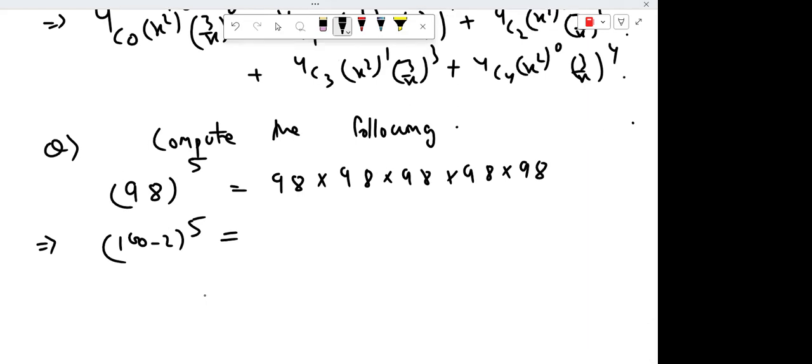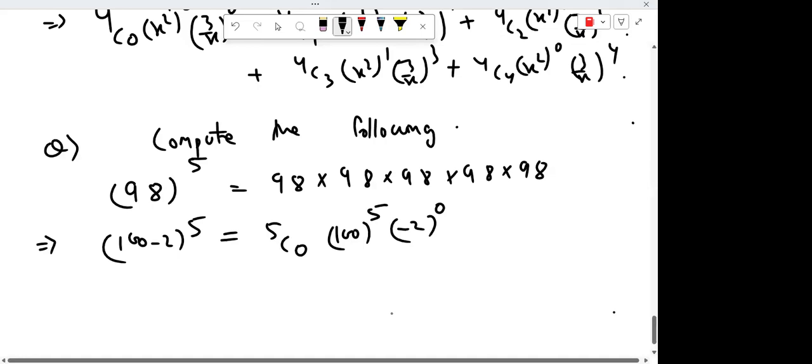Sir, like 5C0, the way... Yes. And should it be 100 to the power 5 and minus 2 to the power 0, just like a special case? Yes. Okay. Okay, sir. Yes. All right.